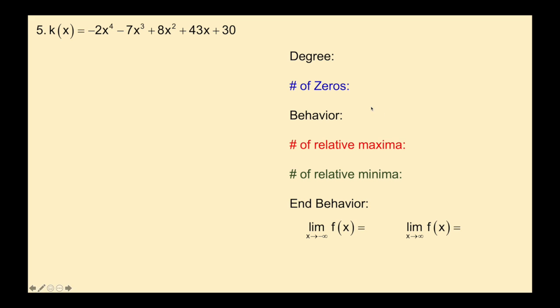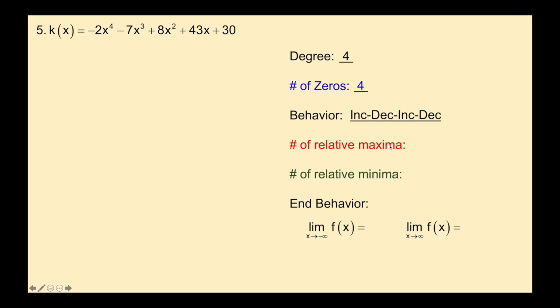For model 5, here the degree is going to be 4. For the number of zeros, we're expecting 4 of them. The behavior, it's going to end down, and then I want to work backwards towards the beginning. So it's going to end up being increase, decrease, increase, decrease.